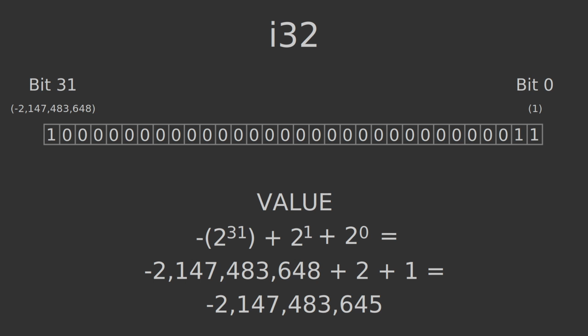If you don't specify the type of an integer when initializing a variable, then the compiler will, in the absence of any other information, make it an I32. The value of an I32 is calculated in exactly the same way as for an I8, except that there are more bits with larger values. It also has its most significant bit negated, in this case bit 31.